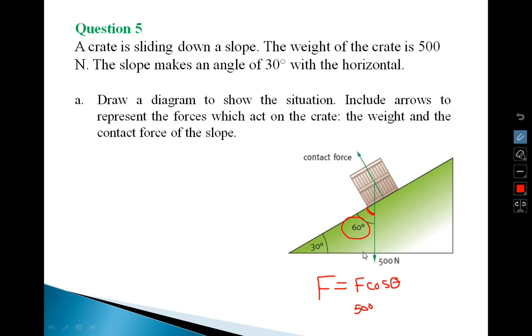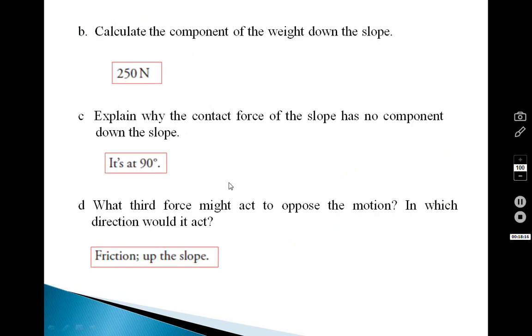How do you know that this angle is 60? Because this one is 30. The weight is always vertical to the ground, so this one is already 90, and the total angle here is 180. So we have 90 and 30, so this one is 60. So the component of the weight down the slope is equal to 250 Newton.